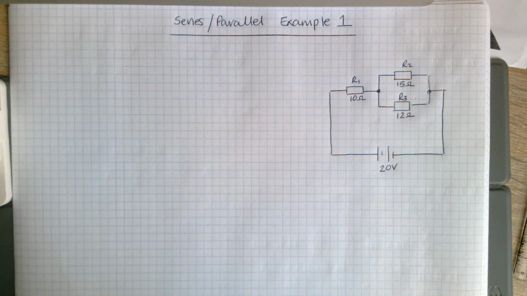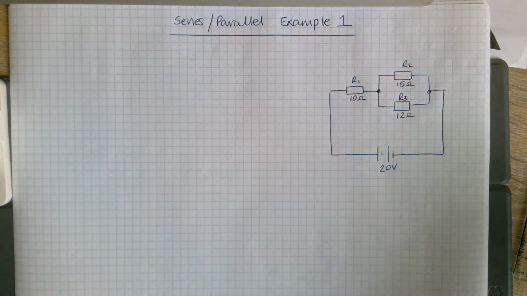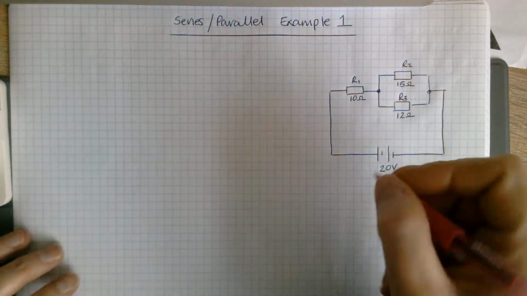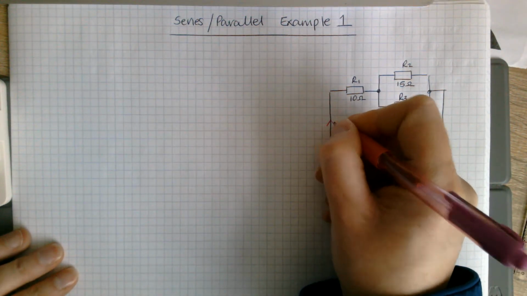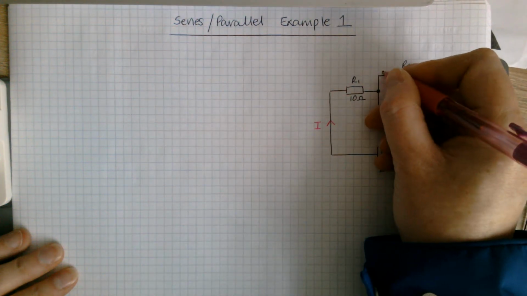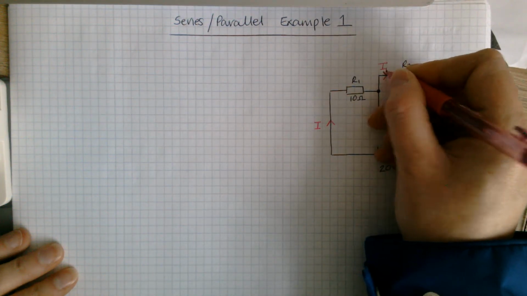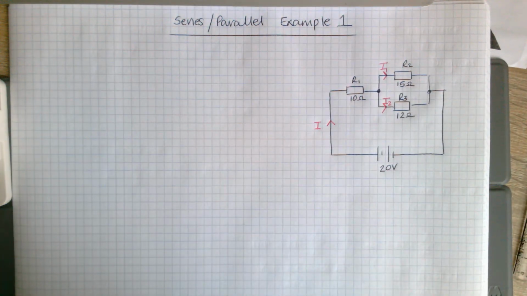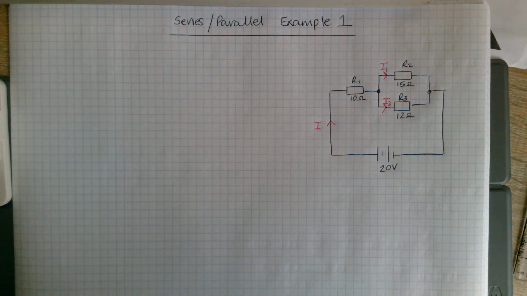Okay, so this is the first example we're going to do on a series parallel circuit. This is example 1. What we're going to attempt to do is calculate the supply current, which is the current I here, which will come round, hit that junction there and split into two currents, which we'll call I1 and I2. Try to calculate these currents. And we're also going to try to calculate the voltages in that circuit as well.